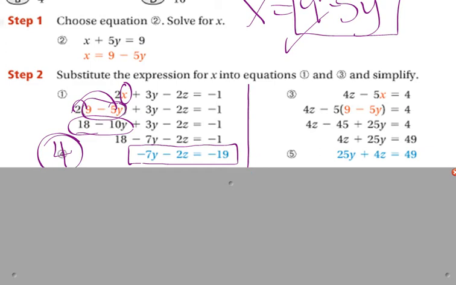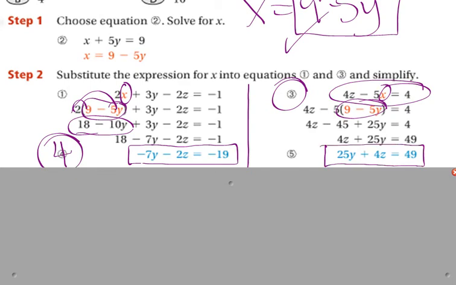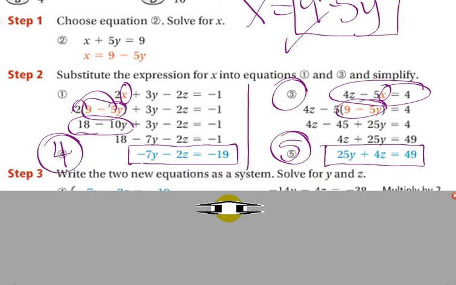Now we're going to repeat the process with equation 3. So start out by writing the equation, substitute the x value, 9 minus 5y, and solve. And we get that down to the same two variables, y and z. So we get 25y plus 4z equal 49. That becomes our equation 5. Now we've eliminated one variable by using substitution. Now we're going to continue to eliminate just like we previously have by elimination.